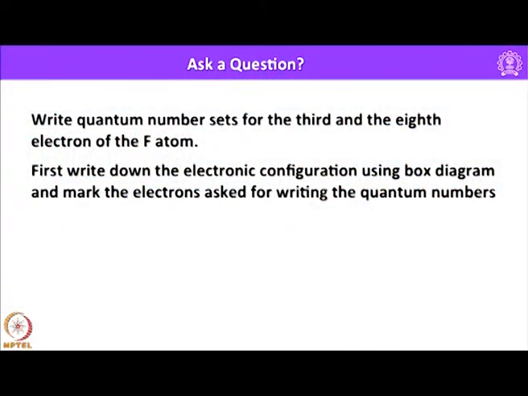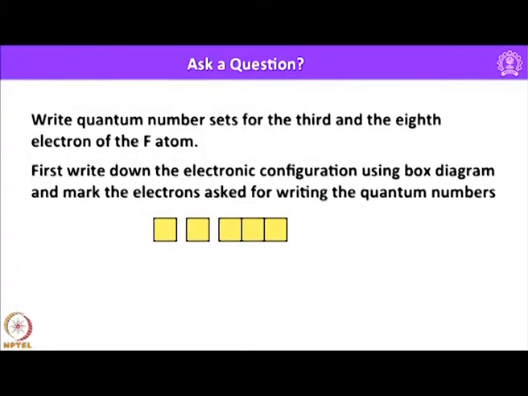So, first write down the electronic configuration using a box diagram and mark the electron asked for in order to write the quantum numbers. Here the question asked is to write quantum number sets for the third and the 9th electron of the fluorine atom. That means first we have to write the electronic configuration and identify the electrons for which we have to write all the quantum numbers. It is convenient to write in the form of boxes. So, label them 1s, 2s and 2p and then fill it. Now we have 9 electrons.